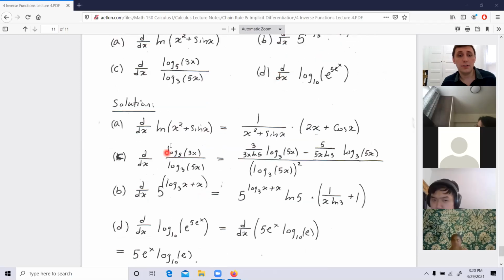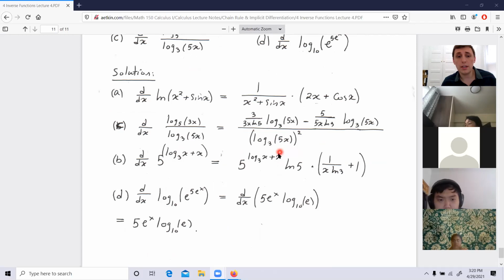What's the derivative of a quotient? Just take the quotient and take the derivative separately. What's the problem? Square this thing, then copy it to the top. Take the derivative of log base 5 of 3x, which will be what? By the chain rule, it's just 3 over 3x ln 5, and then do the same thing.